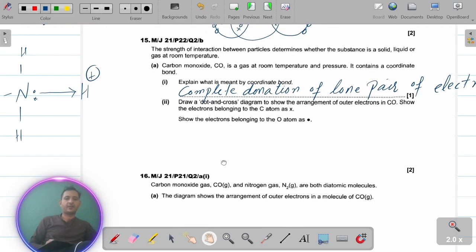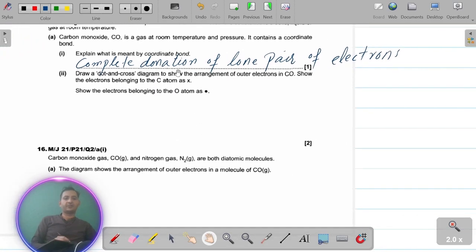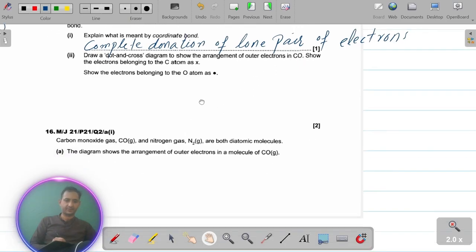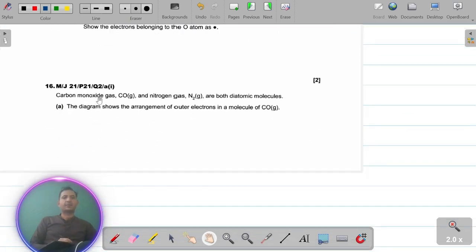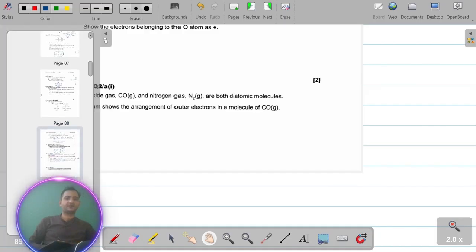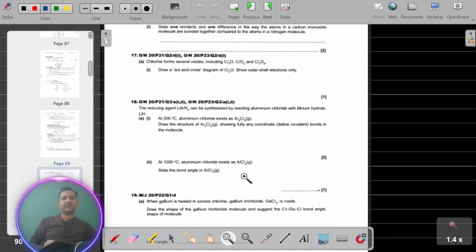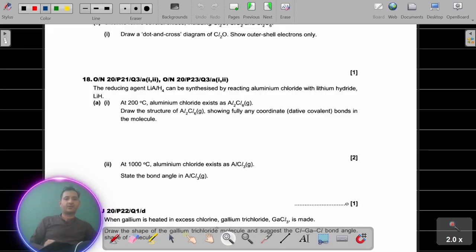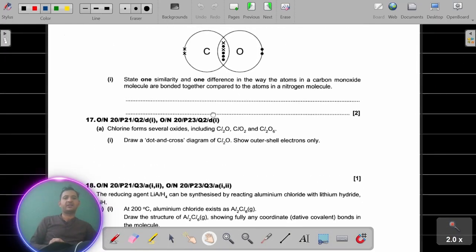Draw a dot and cross diagram to show the arrangement of outer electrons in CO. I think we already did this carbon monoxide in a previous topic. Carbon monoxide and nitrogen gas are both diatomic molecules. Already we have solved this question, you can check from the previous. Now I am saving my energy and my time. Luckily, it has already been done.